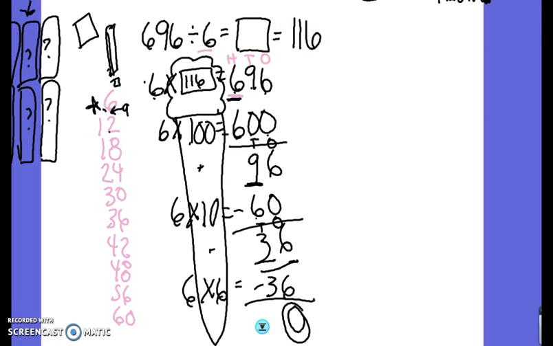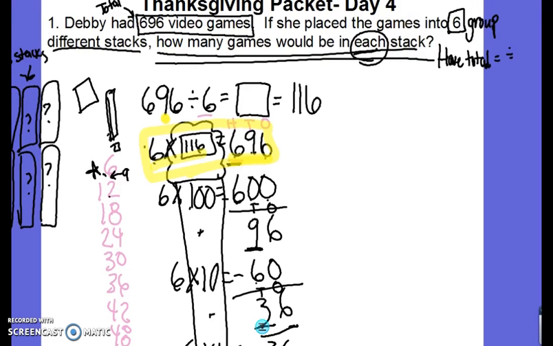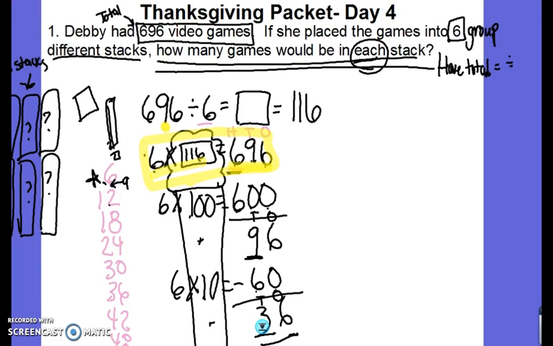Remember, if I wanted to check this, I would do the top part of my ice cream cone. 6 times 116, and I should get my original quotient from right here, 696. Now, when I go back up here and look at this word problem, I need to read it and make sure my answer makes sense.